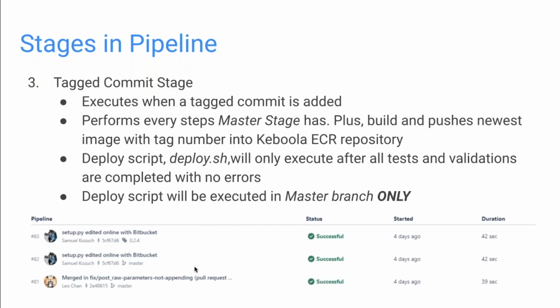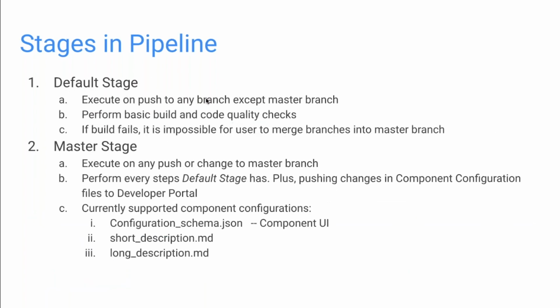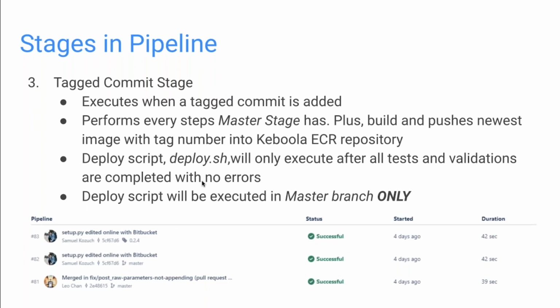The third one is the tag commit stage. This pipeline executes when a tag commit is added. Okay, it performs every other stage can do. So whatever the default stage or master stage can do, the tag commit stage will do it. Plus, by adding on to it, it will also build and push the newest image with the tag number into the Keboola ECR repository or Docker repository, whatever you defined.